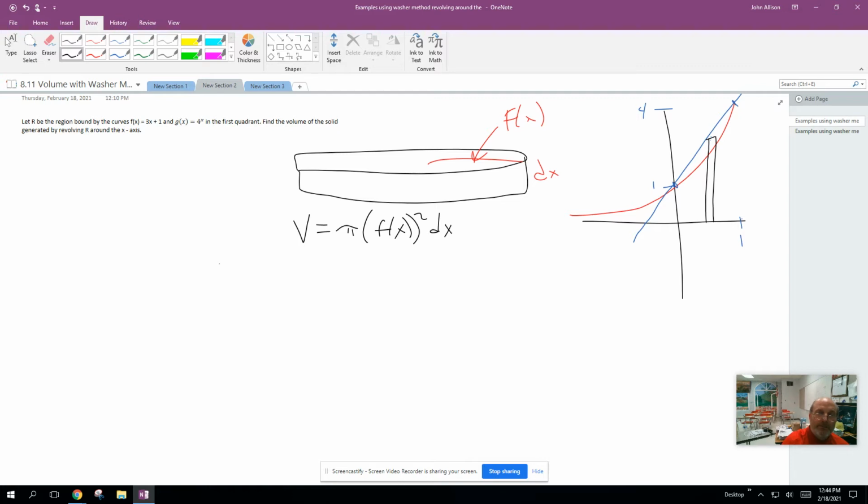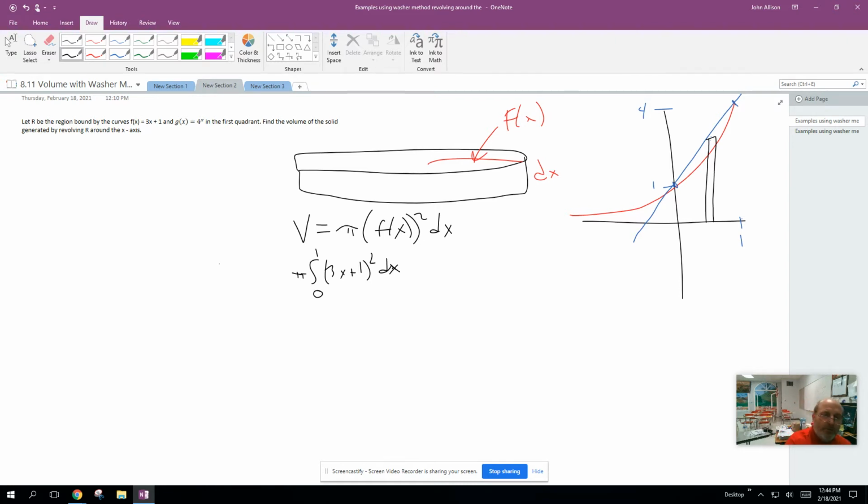times dx. So to get the volume of all of them, I'm going to integrate from 0 to 1, my x's, pi on the outside because it's a constant multiple, and f of x is 3x plus 1 squared times dx. And that will give me the volume of all of those, that is the large solid revolving the curve f of x around the x-axis.